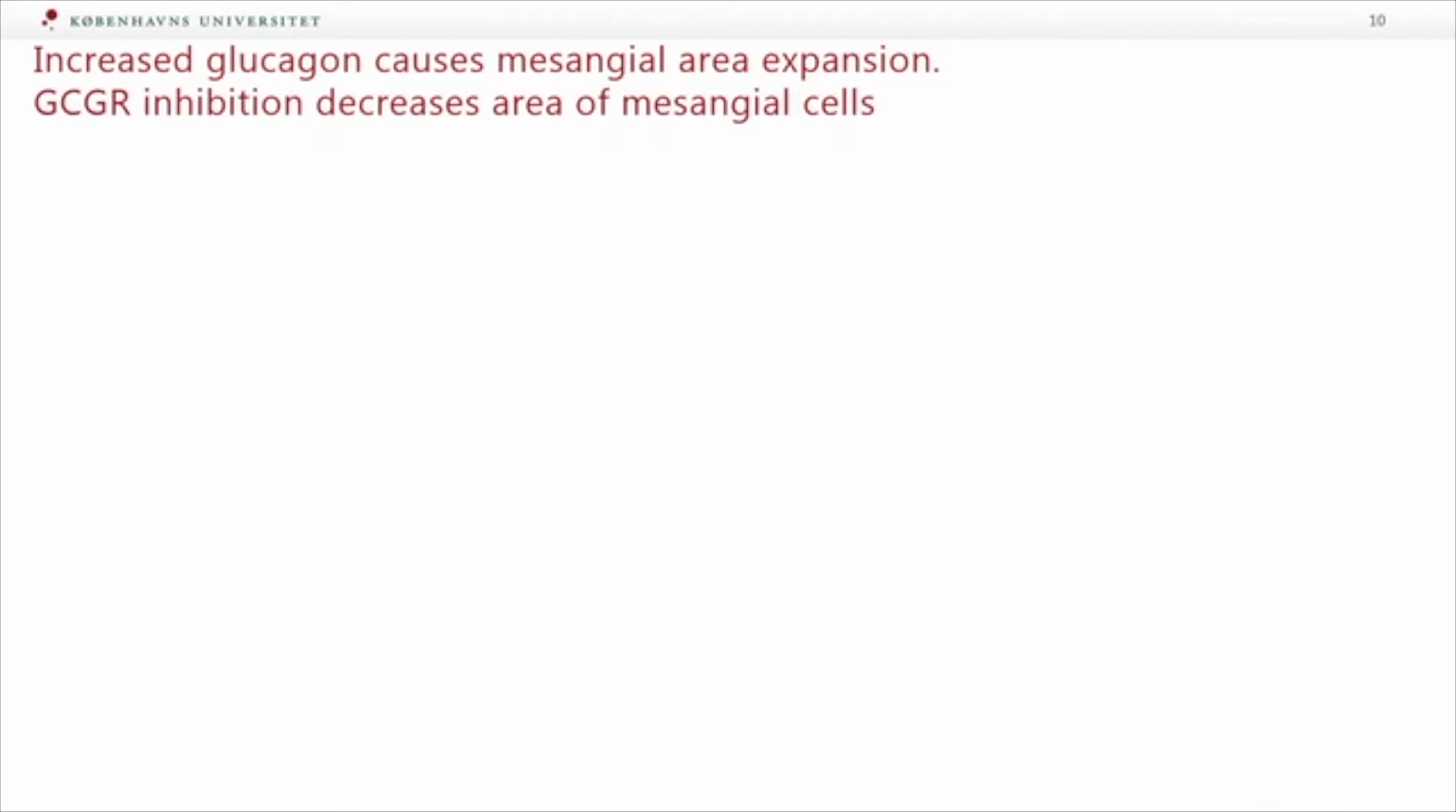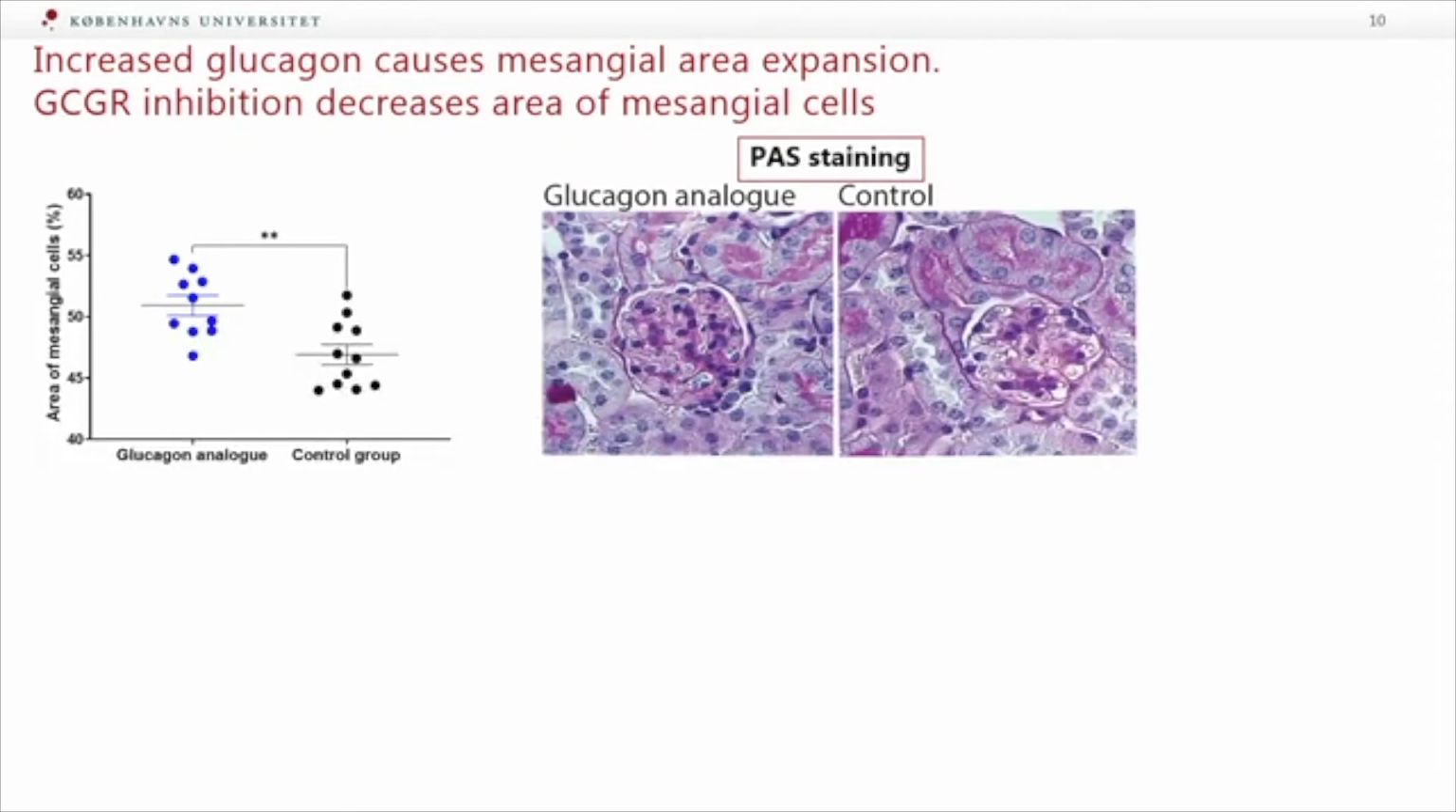Glomerular function was also assessed by histomorphological measurements of mesangial cell area. Here we found that significant mesangial matrix expansion in the glucagon analog-treated mice was significantly increased.